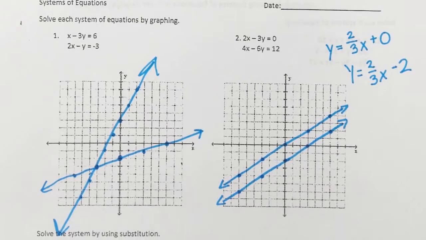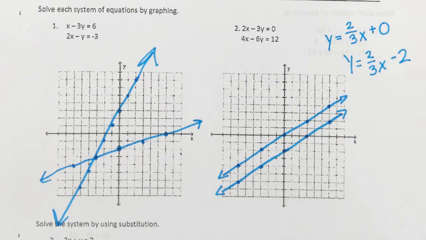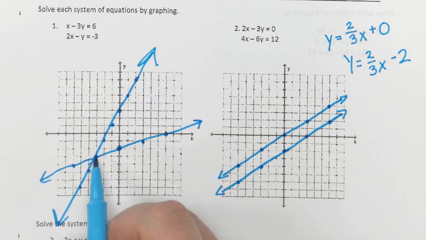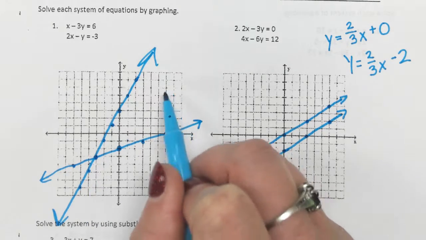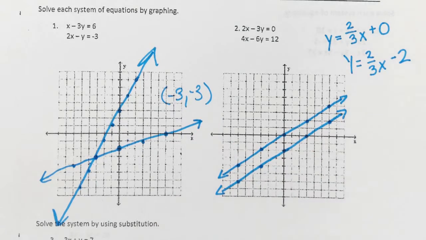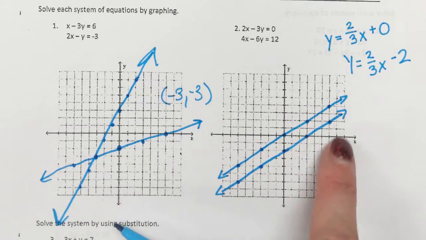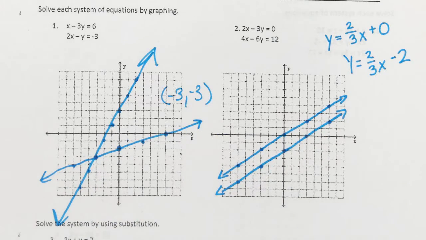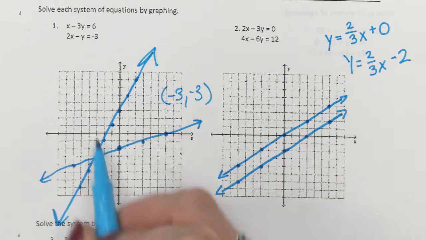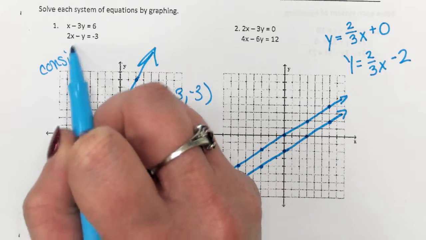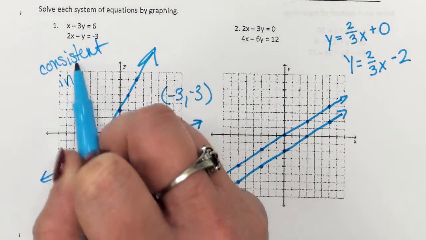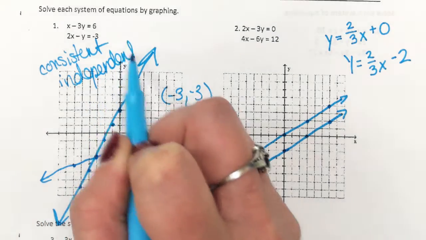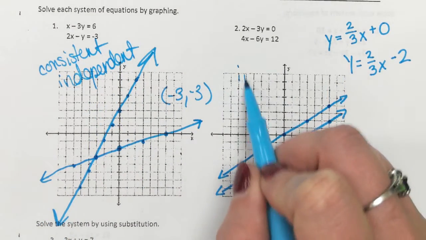All right, Noah put up number 1 for us. Let's talk about our answer real quick on number 1. Your answer is where they cross. What is this point right here where they cross? -3, -3. Very good. There were 3 different graphs. One where they crossed, one where they were parallel, and one where they were the same line, right? Do you remember what they were all called? Consistent, inconsistent, independent, dependent. Which one's this one? Very good. Consistent and independent. And this one, the parallel, is inconsistent.